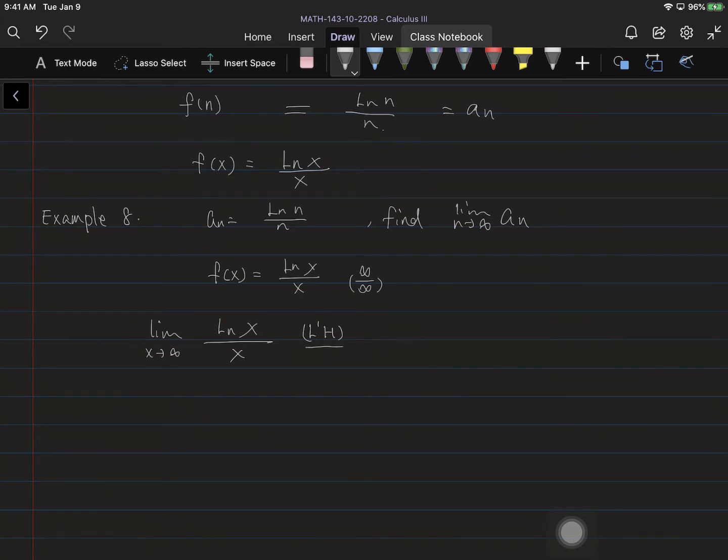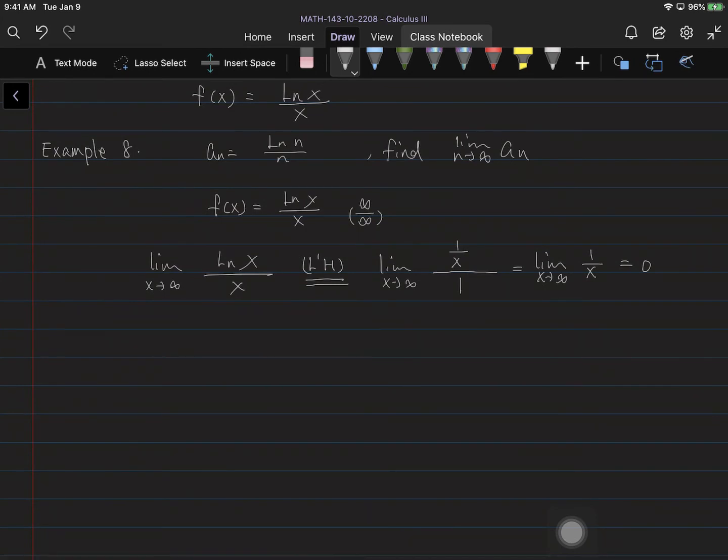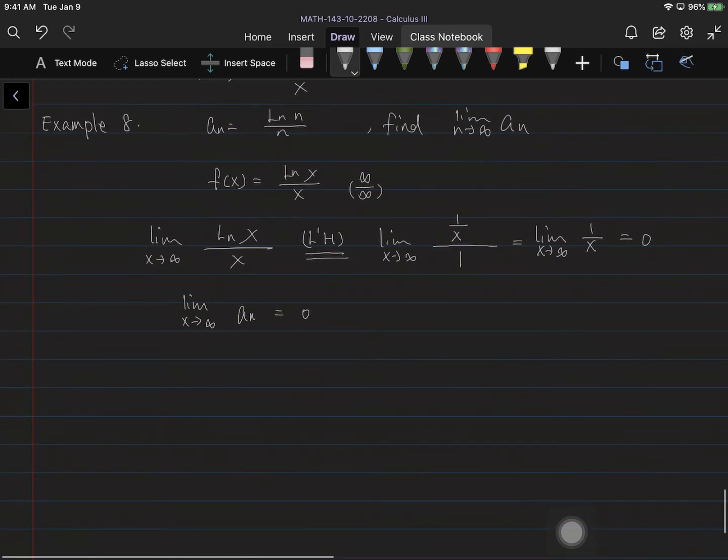L'Hopital's rule means we can take the derivative of the top function and the bottom function. Derivative of the denominator x is 1. Derivative of ln x is 1 over x. So actually, this is just, as x goes to infinity, 1 over x. The limit is 0. And then we apply this back to the sequence, and we say the sequence has the same limit, it's also 0.